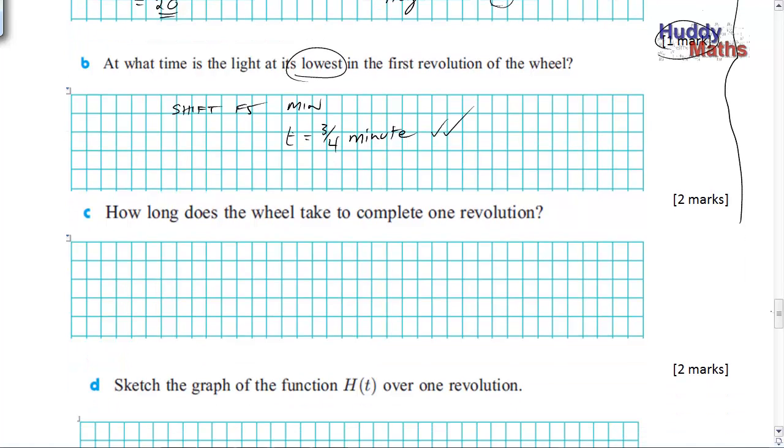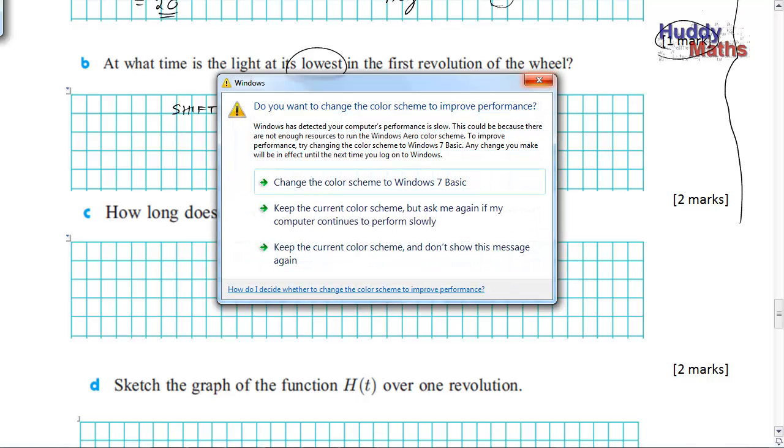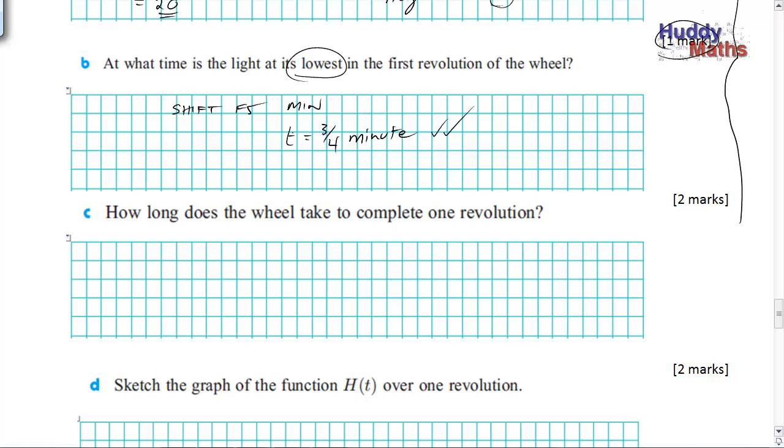Anyway, part C, we've got how long does a wheel take to complete 1 revolution? Okay, so let's do that 2 ways. Let's first of all do it with Shift F5 with technology and read it off there. You want here the distance between successive maxima or minima. Okay, and if you do that and read it off, you get t equals 3 minutes.